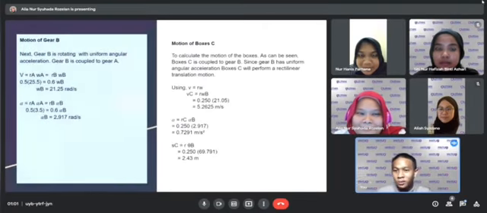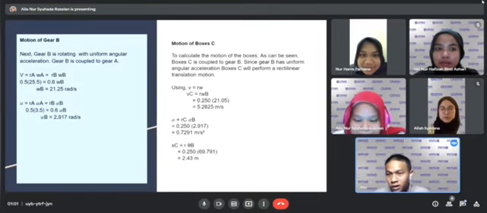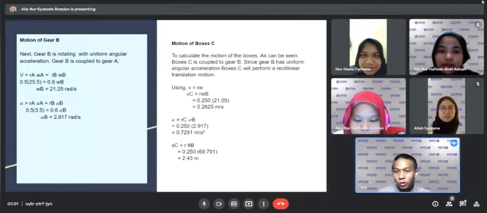Motion of gear B. Next, gear B is rotating with uniform angular acceleration. Gear B is coupled to gear A. V equals RA omega A equals RB omega B. 0.5 times 25.5 equals 0.6 omega B. Omega B, we get 21.25 rad per second.